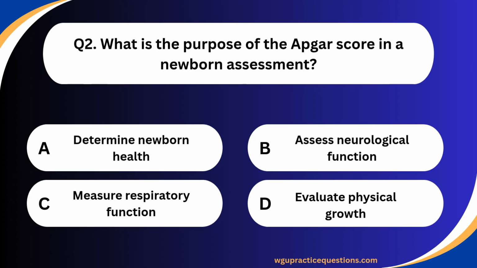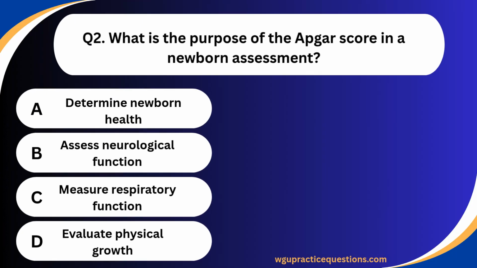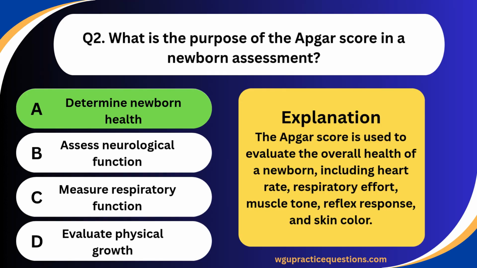Question 2. What is the purpose of the APGAR score in a newborn assessment? A. Determine newborn health. B. Assess neurological function. C. Measure respiratory function. D. Evaluate physical growth. Which one is the correct answer? The correct answer is A. Determine newborn health. Explanation. The APGAR score is used to evaluate the overall health of a newborn, including heart rate, respiratory effort, muscle tone, reflex response, and skin color.